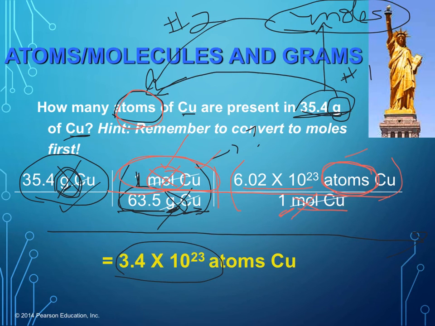When you complete this calculation, if I just write out the math for you, it would be 35.4 times 1 times 6.02 times 10 to the 23rd, and then anything that's in the denominator. We have 63.5 in the denominator, and I have that 1, which I'll include just so you understand where I get all the numbers from. If you plug that into your calculator, you should get 3.4 times 10 to the 23 atoms. That's how many atoms are in 35.4 grams of copper.